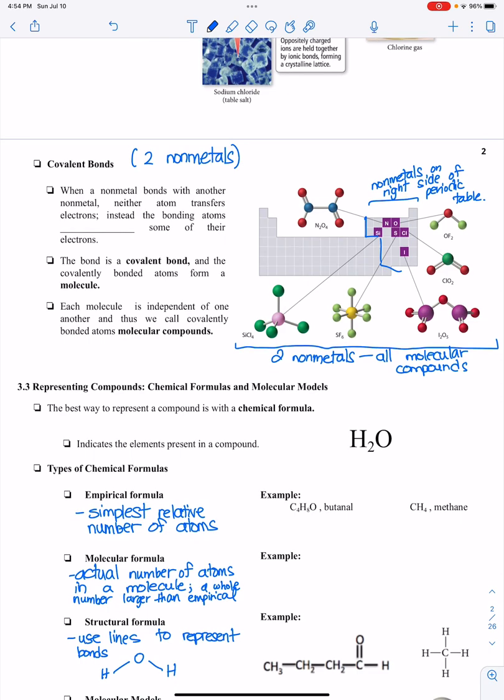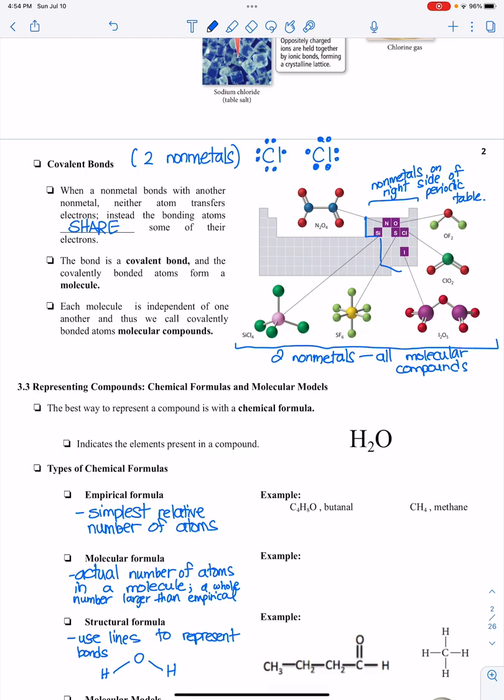This typically happens between two nonmetals. Instead of this gaining and losing of electrons, the bonding atoms tend to share some of their electrons. So there's a sharing of electrons between two atoms. So if I had two chlorine atoms coming together, I'm going to just quickly draw them. These dots here are electrons.